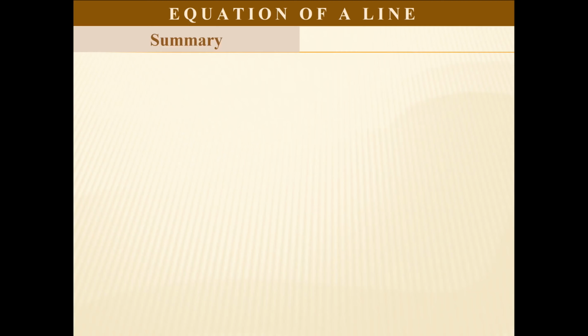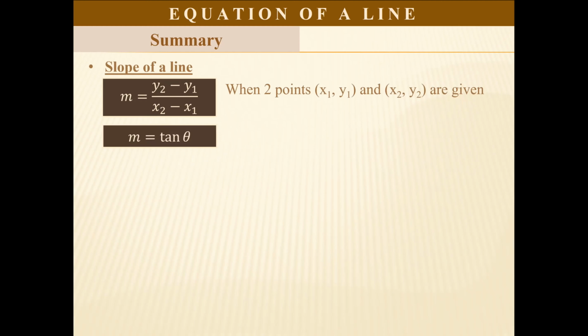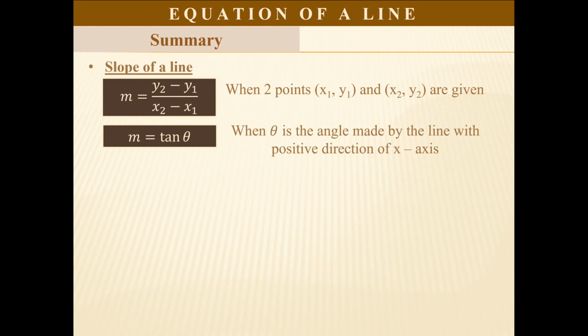So this is the summary of the topics that we have done so far. The slope of a line, we derived slope of a line with two different methods: when 2 points are given and when the inclination angle theta is given. Angle theta is also known as inclination of the line.